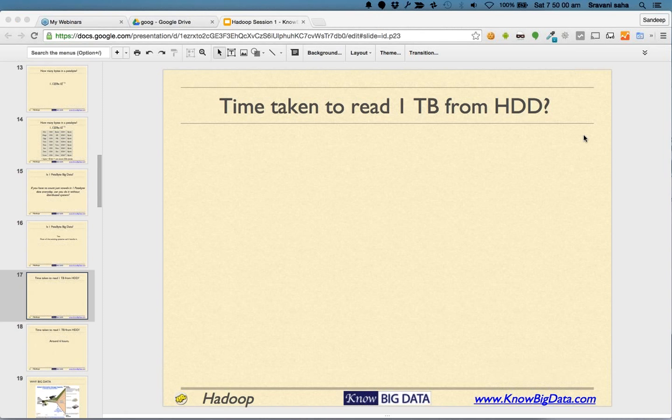Now, here's the question I want to ask all of you. How much time does it take to read 1 terabyte from a hard disk? Anyone? Okay. Murkesh says that it depends on the reading rate. Yes. Take the safe assumption and give me a rough estimate. An error of 2x or 3x is acceptable.